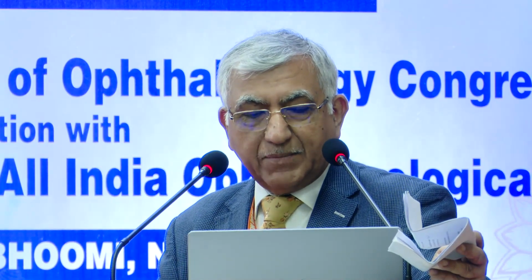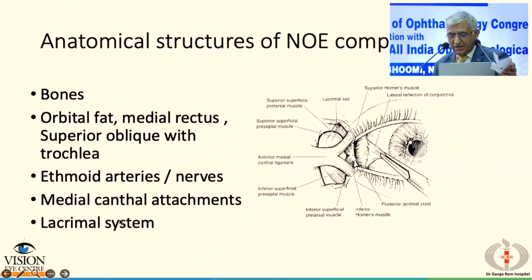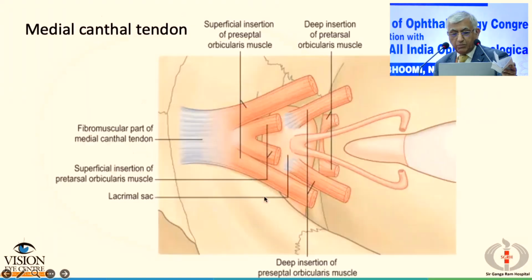Now, the structures that are present in the region of the medial canthus include the various bones, the orbital fat, the muscles, the vessels, ethmoid arteries, and the nerves, the medial canthal attachments with the help of the ligaments, and the lacrimal system. So, you may have trauma involving any of these structures. But many of the deformities are caused by injuries to the medial canthal tendon. Of course, there is the lacrimal apparatus, the fat, and the muscles, as we spoke about.